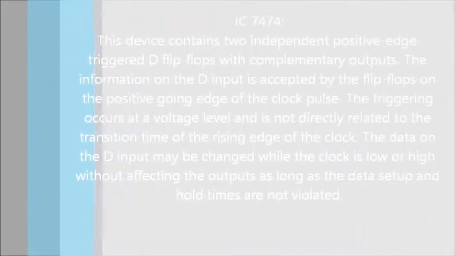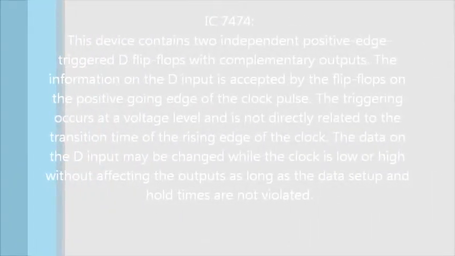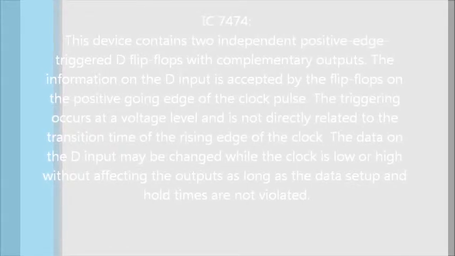The 7474. This device contains two independent positive edge triggered D flip-flops with complementary outputs. The information on the D input is accepted by the flip-flops on the positive going edge of the clock pulse. The triggering occurs at a voltage level and is not directly related to the transition time of the rising edge of the clock. The data on the D input may be changed while the clock is low or high without affecting the outputs as long as the data setup and hold times are not violated. This is one of these.